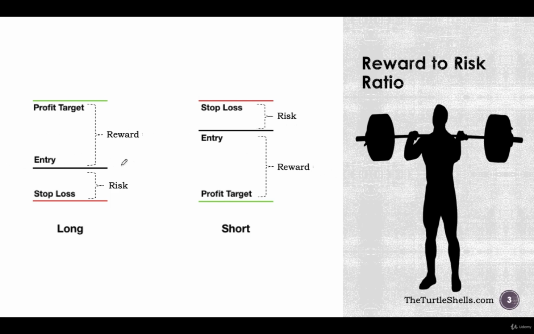So let's say there is a stock which I want to buy. This is my entry point, and I keep my stop loss below that and I keep my profit target here. Okay, so this distance is my reward and this distance is my risk.